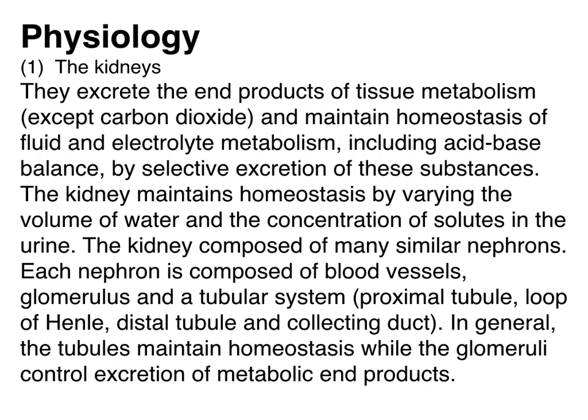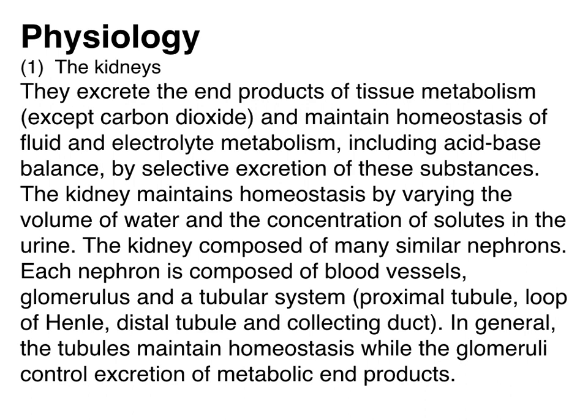The urinary system is anatomically composed of the kidneys. The two kidneys excrete the end products of tissue metabolism except carbon dioxide, and maintain homeostasis of fluid and electrolyte metabolism, including acid-base balance, by selective excretion of these substances. The kidney maintains homeostasis by varying the volume of water and the concentration of solutes in the urine.